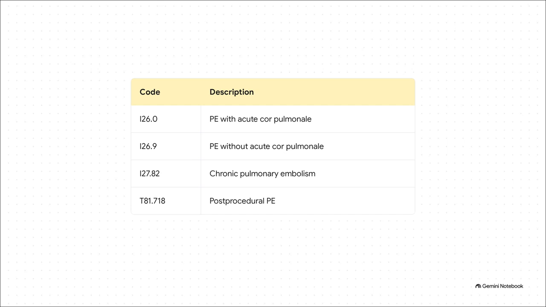Now, the distinction between these specific codes is a real game changer for your documentation. The entire difference between code I26.0 and I26.9 comes down to one clinical concept: acute cor pulmonale. If the physician documents right heart strain, which is usually picked up on a bedside echocardiogram, you must code I26.0. That code carries a significantly higher severity weight. If that documentation is missing, well, you're forced to drop to I26.9, PE without acute cor pulmonale. We also have codes for chronic resolved PE, which is I27.82, and specific complication codes like T81.718 if the PE happens following a surgical procedure.